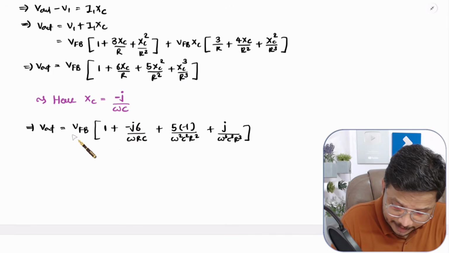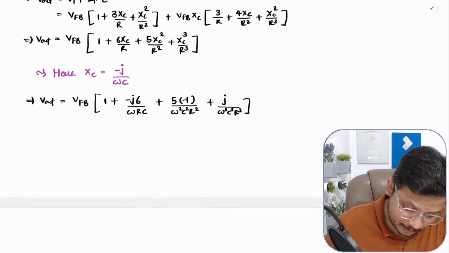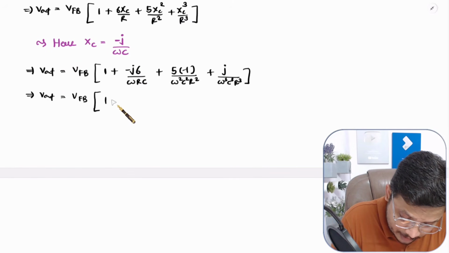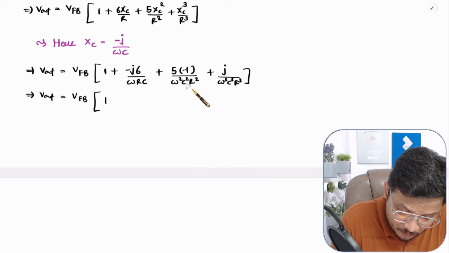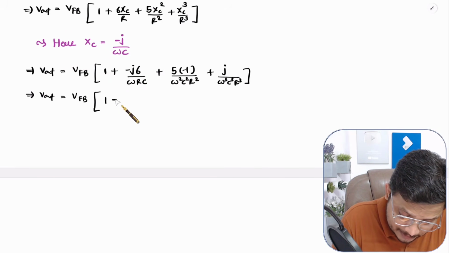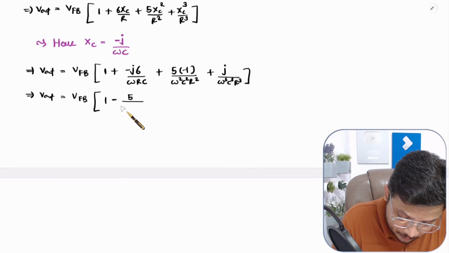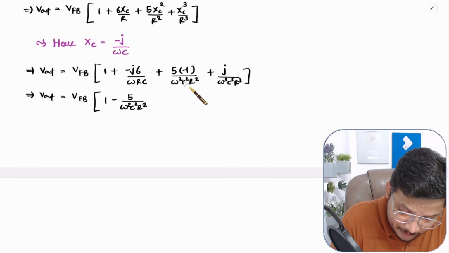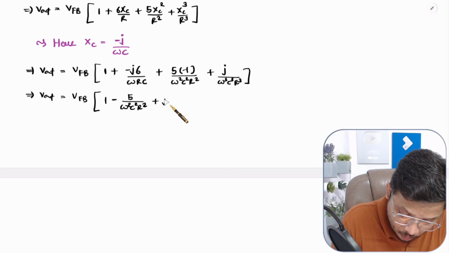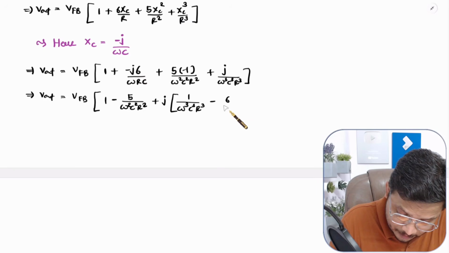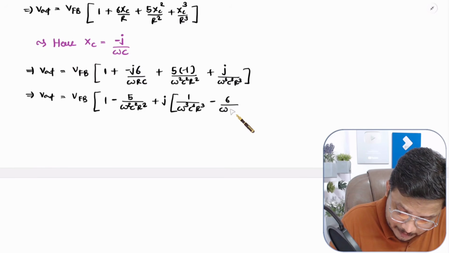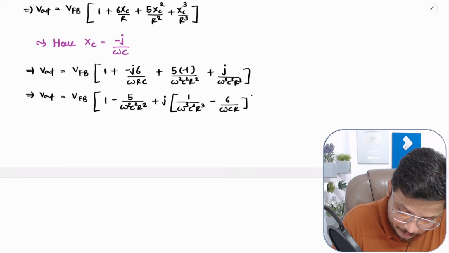Now we need to separate real and imaginary part over here. So real part is 1 over here, and here minus 5 divided by omega square c square r square, that is also real part. So let me write it over here. And here we have imaginary part, this and this. So here I need to take plus j common. So I'll be writing this term first and minus of this term. So that is minus 6 divided by omega c into r.